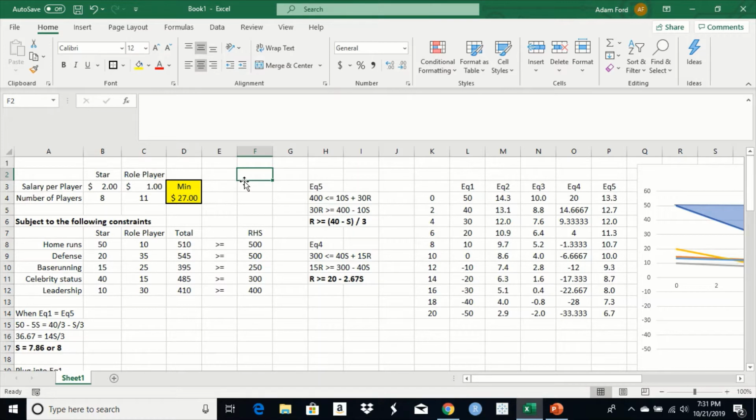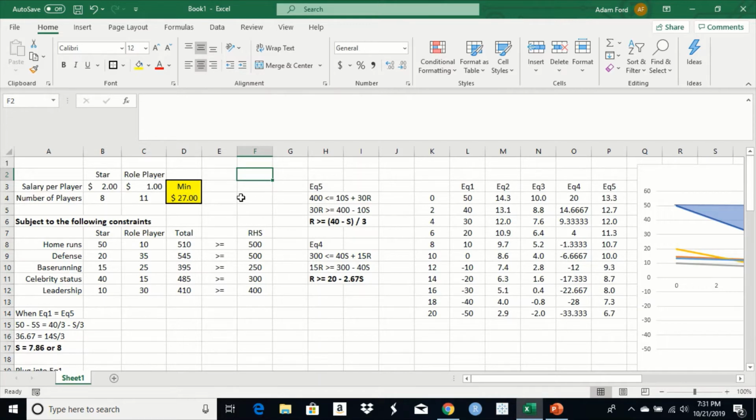Of course, the star players are going to get all the headlines. They're going to be the ones everyone wants to watch, but they're going to be quite a bit more expensive, whereas the role players are going to end up being the base of your team. In this case, we're going to try to minimize the amount of money that we're paying them. So that is the objective function. We'll say that this is in millions of dollars.